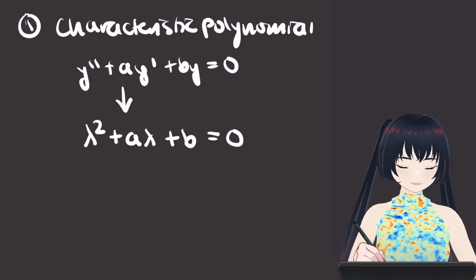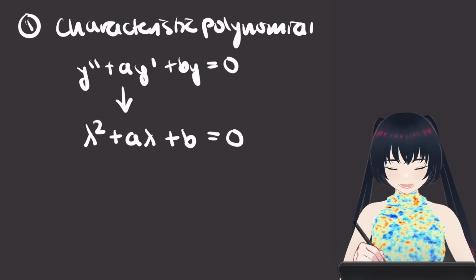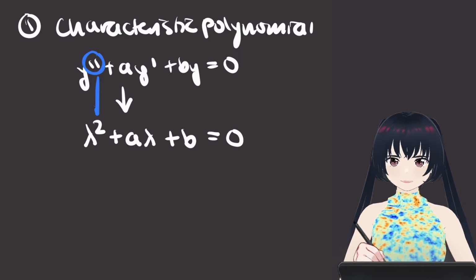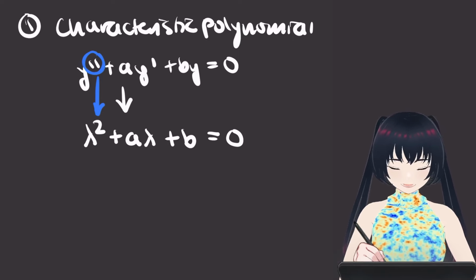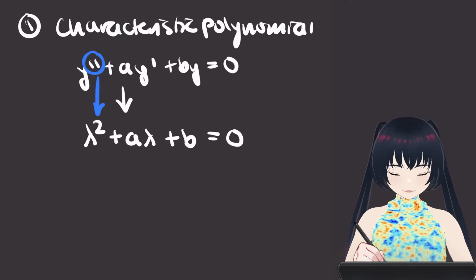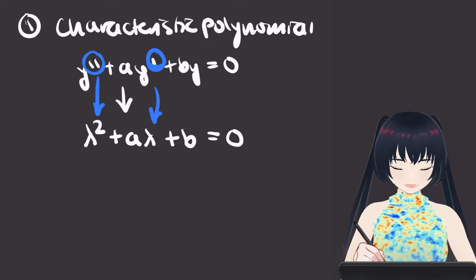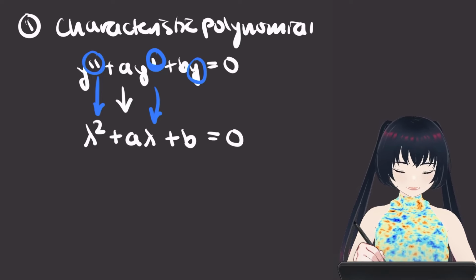And if you look a little closer, you can see how this conversion took place. Because there's a double prime here, a double derivative, this actually becomes squaring in the characteristic polynomial. There's one derivative here, so that becomes 1 lambda. And in this case, there are no derivatives, so this actually becomes a constant.